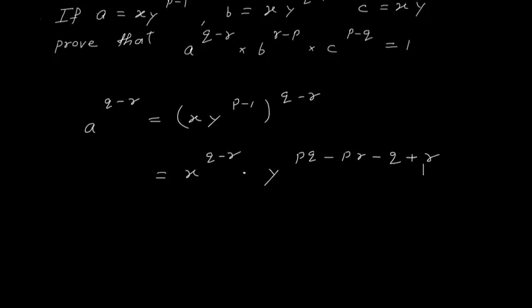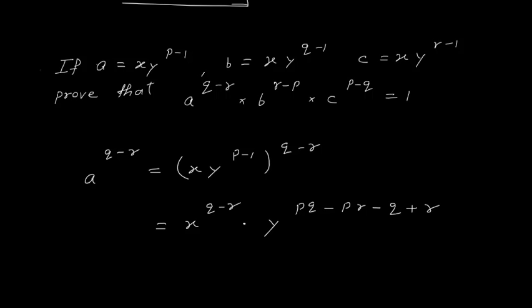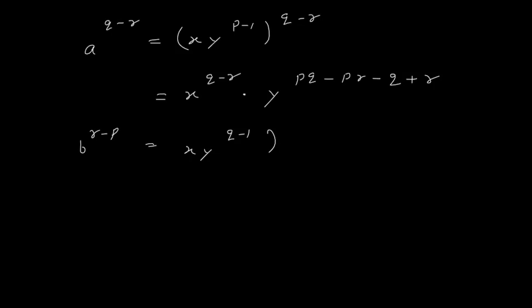Similarly, we will find B power r minus p. So B power r minus p is equal to, what is the value of B? It is x into y power q minus 1 the whole power r minus p. So this will become x power r minus p into y power qr minus qp minus r plus p. This is, I will say, first equation. This I will say second equation.